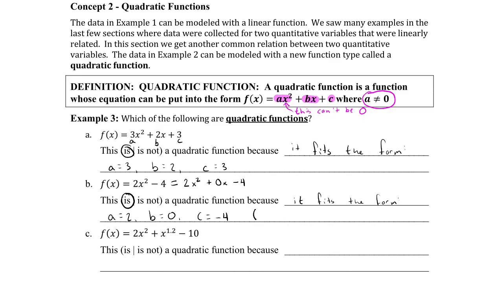And remember, a is not allowed to be 0, but b and or c, those can be 0.